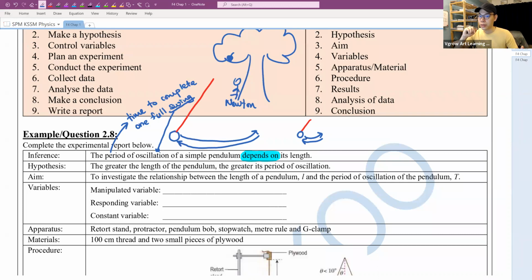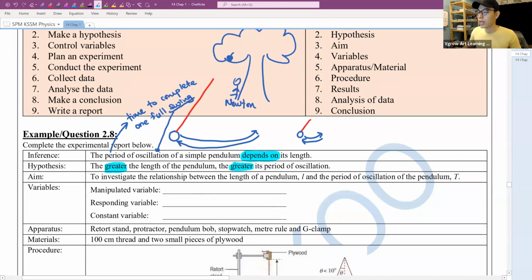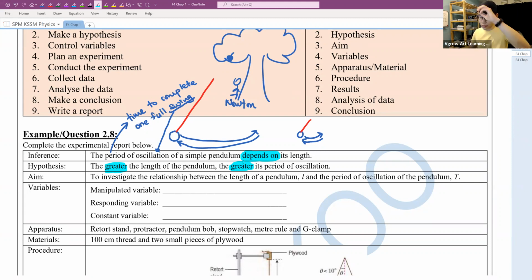Then number two, we state the hypothesis, a smart guess. Just now we already said, we will say that the greater the length of the pendulum, the greater the period of oscillation. Usually we use words like greater, or if something is greater, something is smaller. Or you can say, if the length of the pendulum increases, the period of oscillation also increases. However you phrase it, I like to use the greater one.